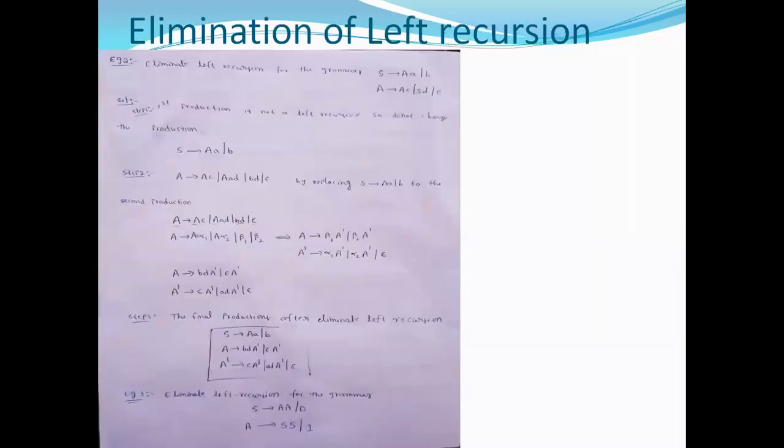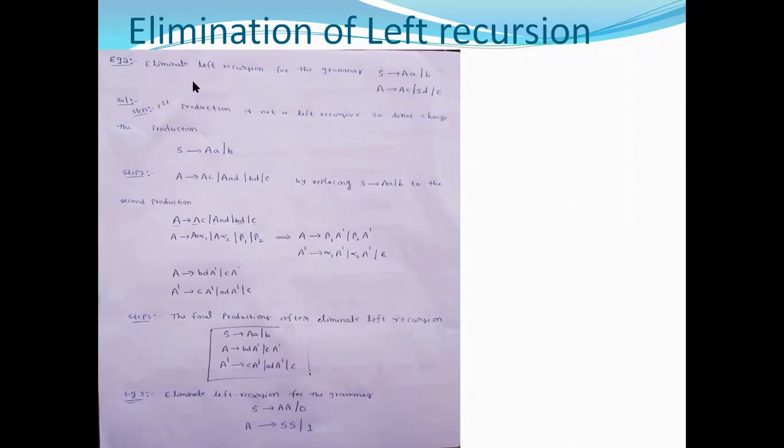Okay, so the next one, another example, we have to eliminate the left recursion. So how to eliminate left recursion? The same way: the production is in the form of A is production with A alpha or beta. So we can replace it with A is production with beta A dash, and A dash is production with alpha A dash or epsilon. So we are using this formula to eliminate left recursion.